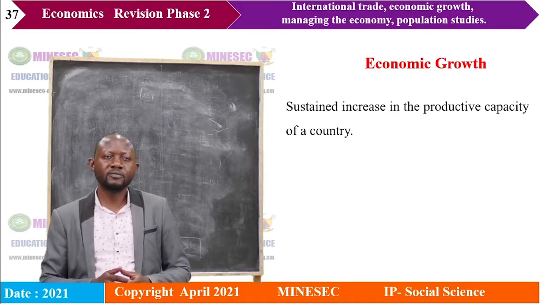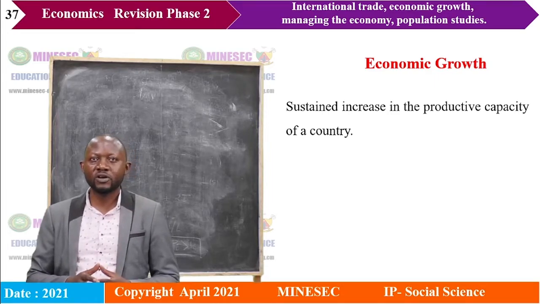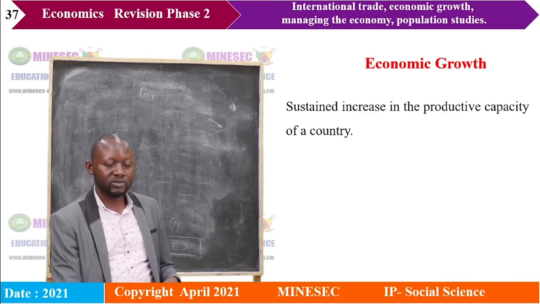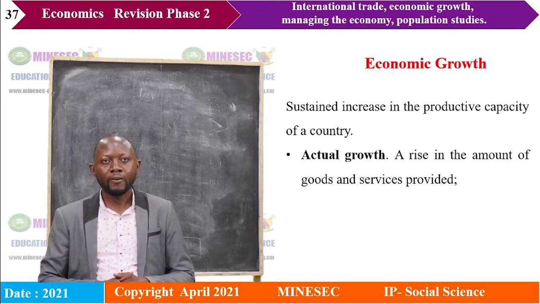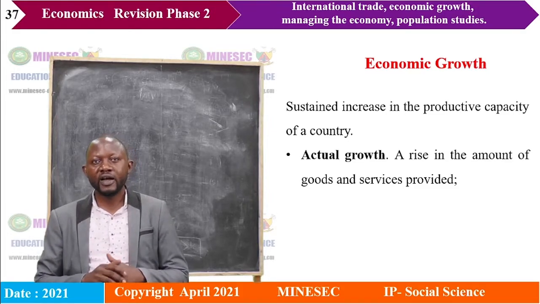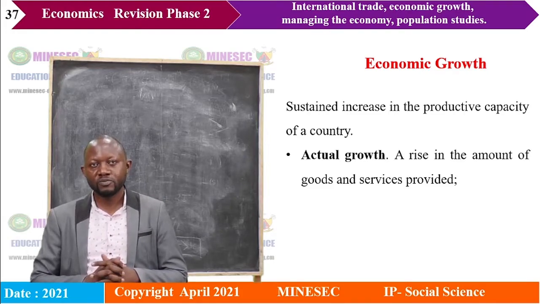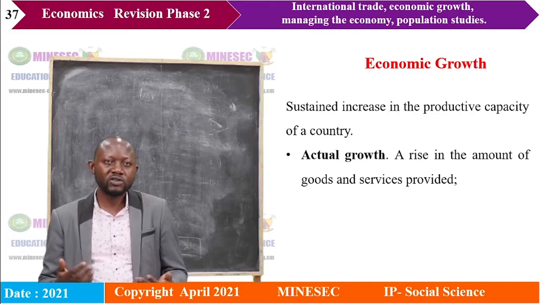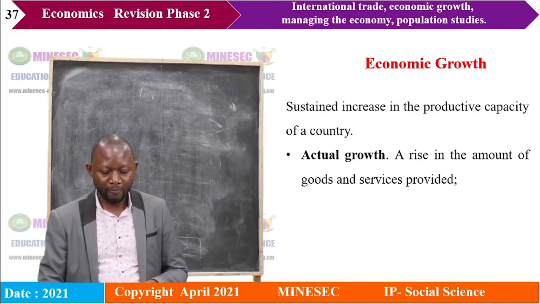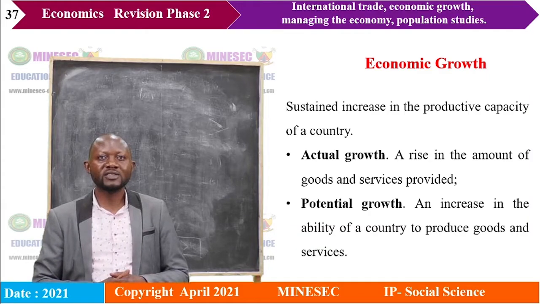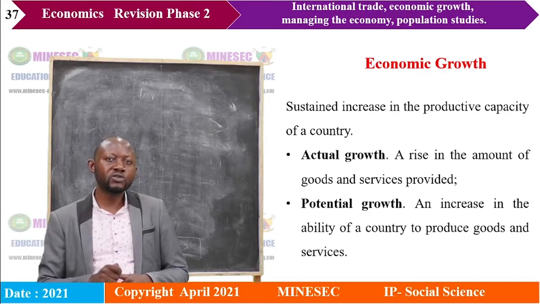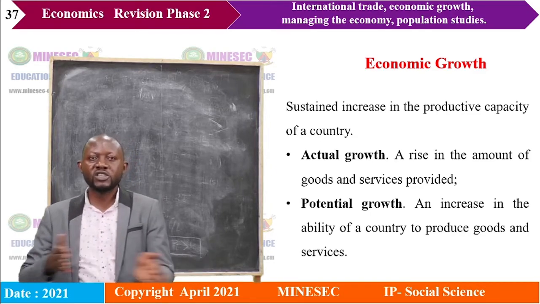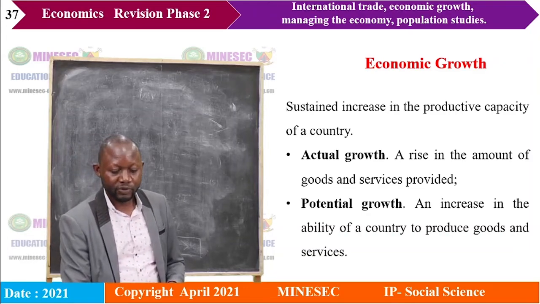Now we'll go to a different topic, economic growth. Economic growth is regarded as a sustained increase in the productive capacity of the country. But actually, we're going to look at actual and potential growth. Actual growth is an increase in the amount of goods and services provided, usually measured by an increase in real GDP. While potential growth is an increase in the ability of the country to produce goods and services, usually measured when there's an outward shift of the PPC.